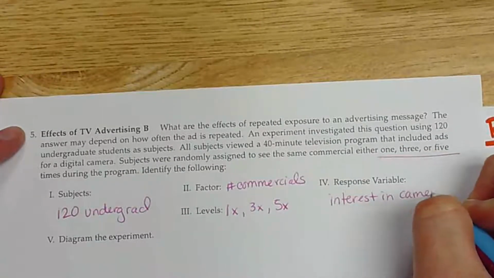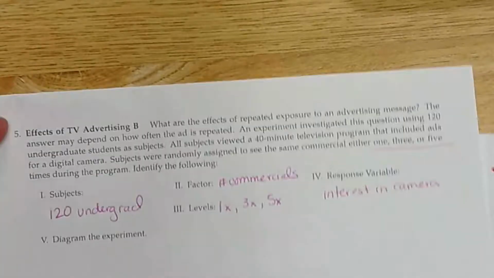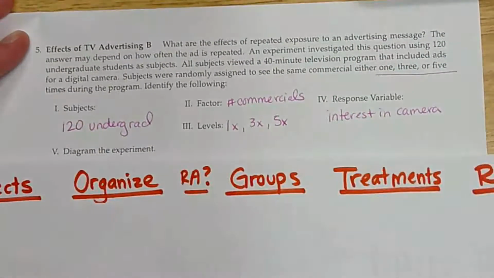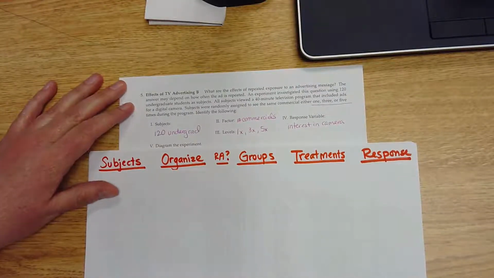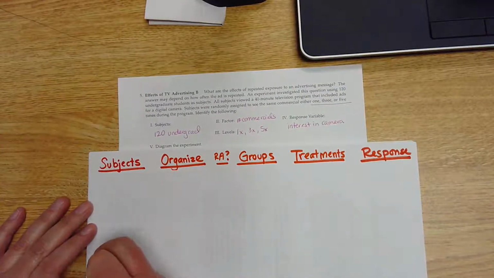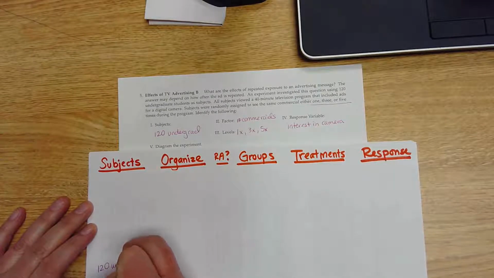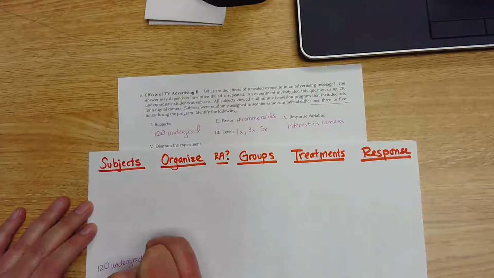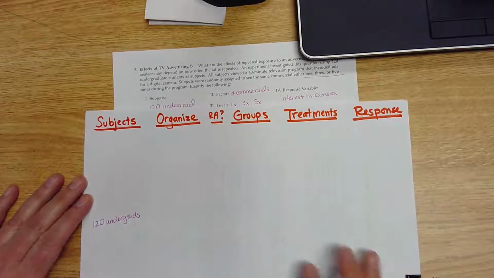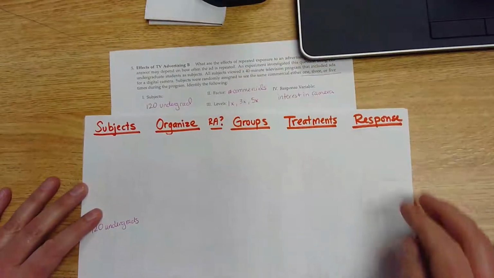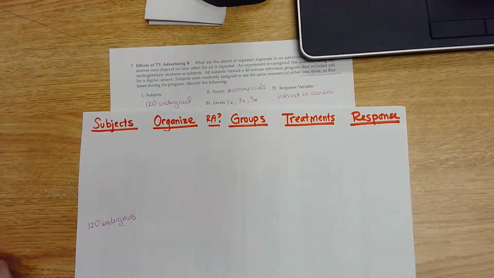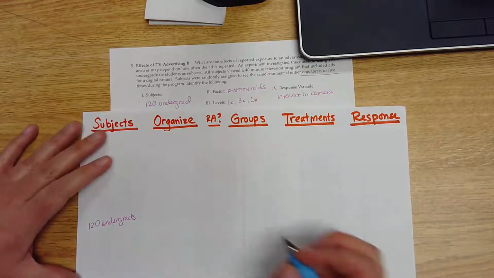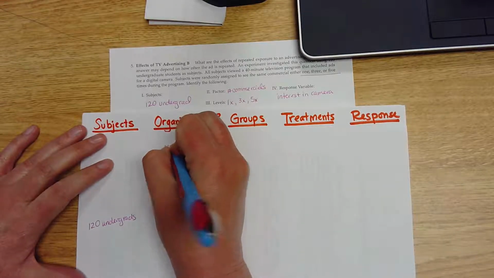All right, so let's go ahead and diagram this one, now that we've figured out some of these pieces. So we're going to use this same format. We'll start out with our subjects. We have 120 undergrads. A little bit low there. Let me scoot that up. And on all of these ones at the very beginning of the chapter, there's no organizational component. We just take our subjects, we split them into groups and give them their treatment. So for right now, this organized is going to be NA.